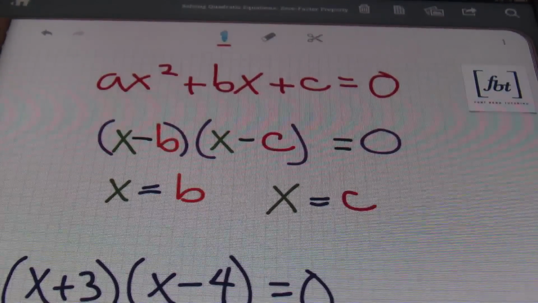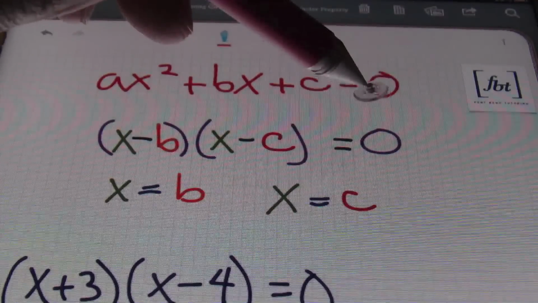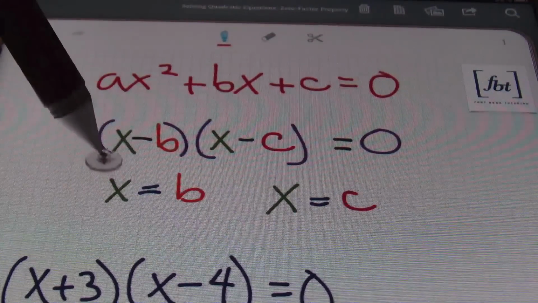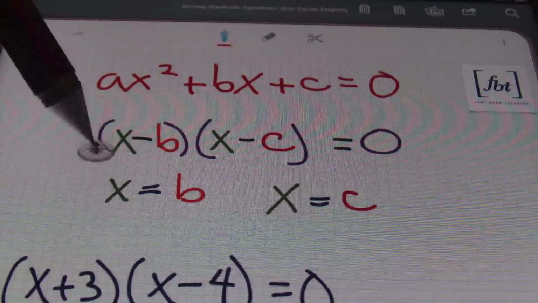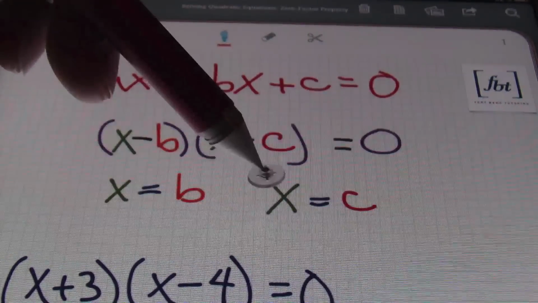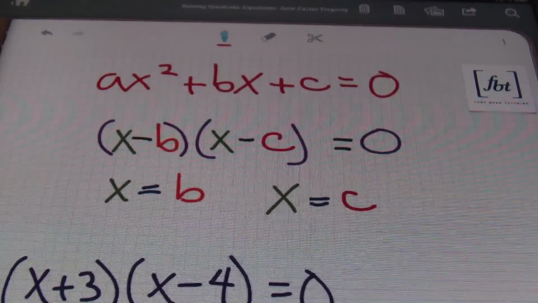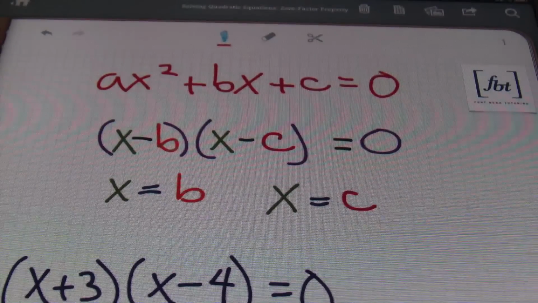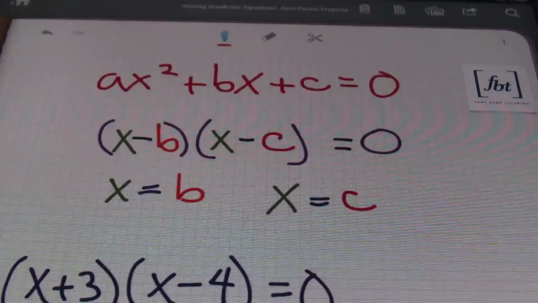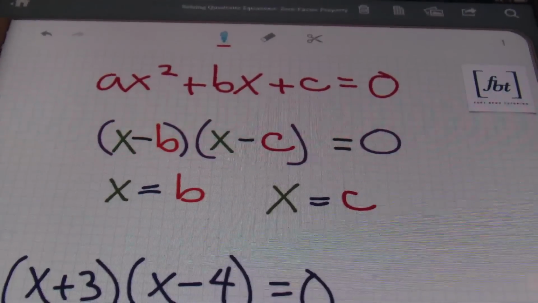In other words, you want to have it factored, set equal to 0, and in that case, you could set each factor equal to 0 and solve for it. So in a problem like this, x would equal b, and then x would equal c. Basically, that's the zero-factor property, but that means nothing to you until you see some examples, right? So let's look at problem number 1.